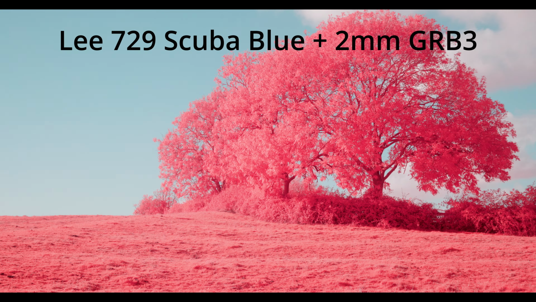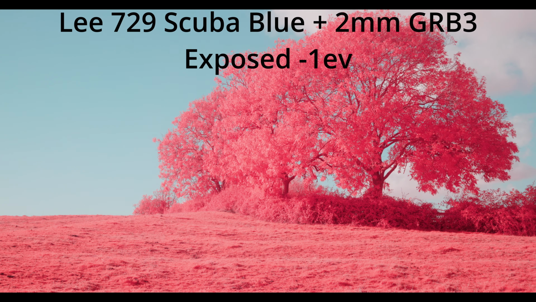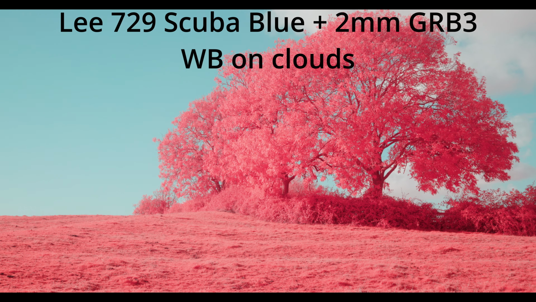The Lee 729 plus 2mm thick GRB3 filter is meant to give an image similar to aerochrome with red foliage, and it does that straight out of camera. Again, the colours are much more saturated than with our basic colour filters. Exposing one stop before clipping the histogram doesn't seem to make any difference again. White balancing on the clouds in post makes less difference here.